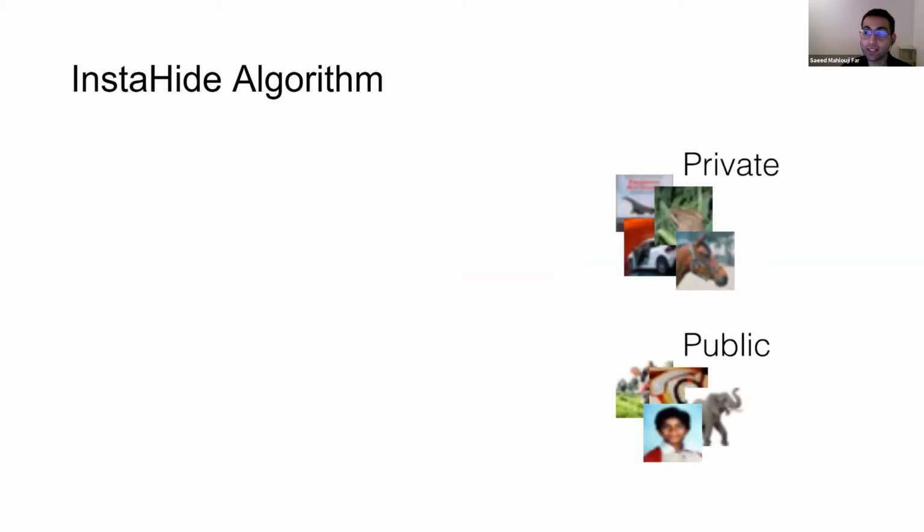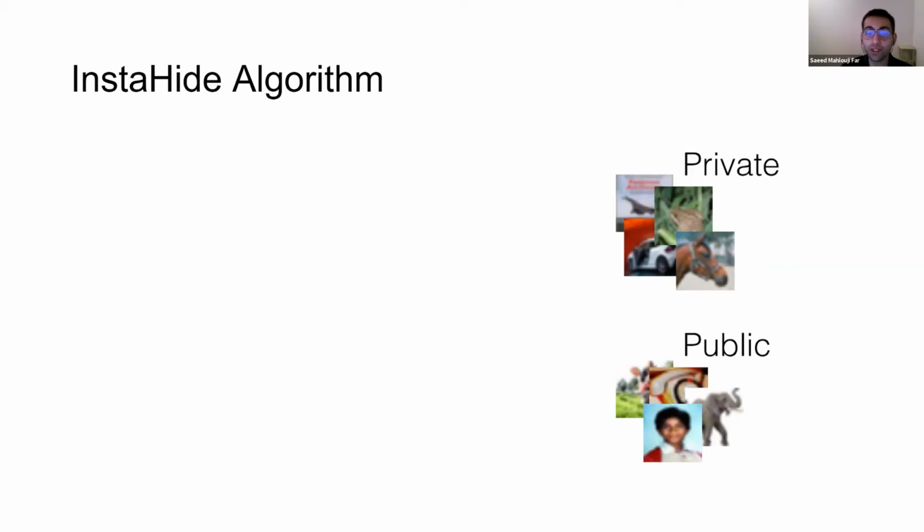This algorithm has access to two datasets. One is a private dataset that is labeled and is the source of learning. And there is also a public dataset that is not labeled and we don't care about its privacy, and it's only there to help the encoding algorithm.